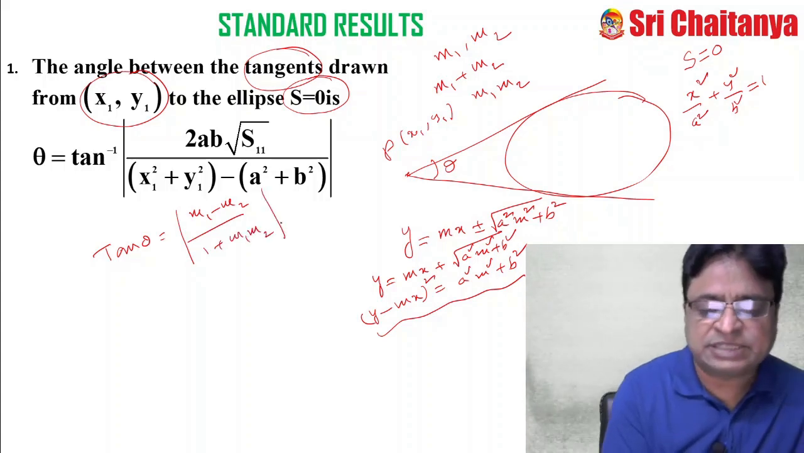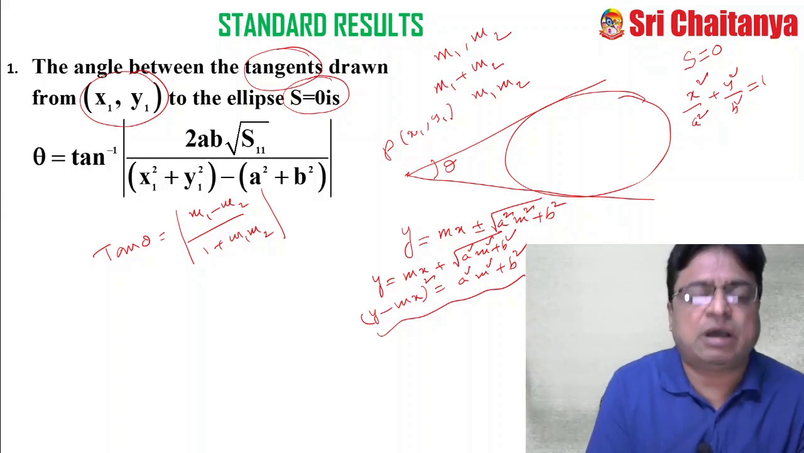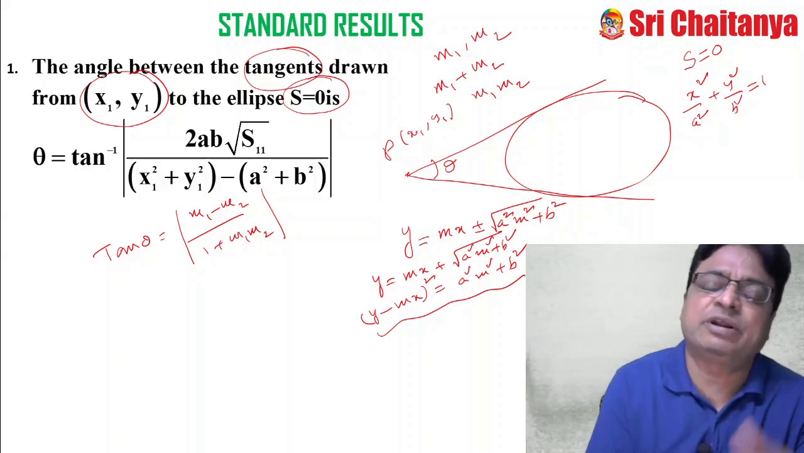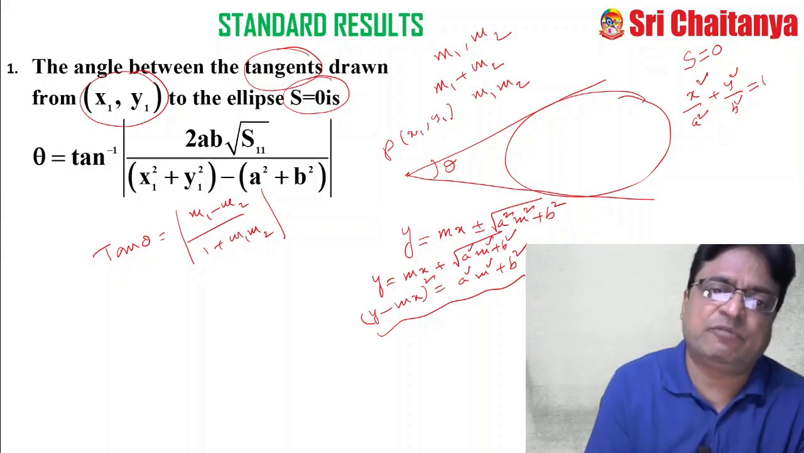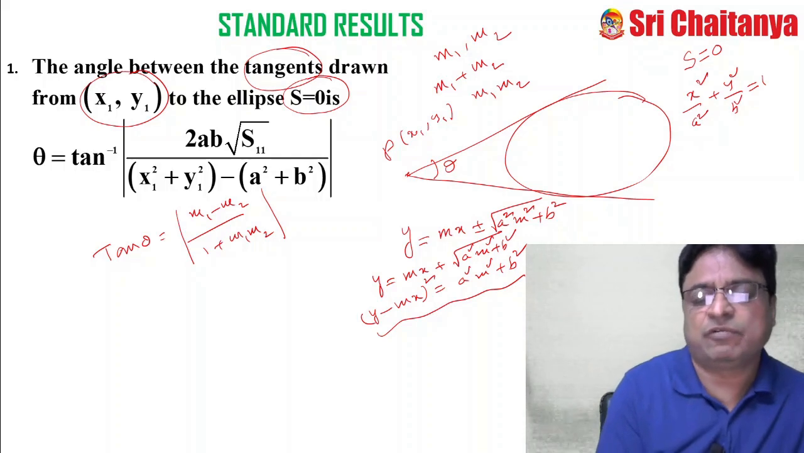Actually, my friends, this is the concept only. The rest is all algebra. That means how to get m1 minus m2 whenever you know m1 plus m2 and m1 m2. What is the formula? m1 minus m2 is equal to under root of (m1 plus m2) whole square minus 4 m1 m2.